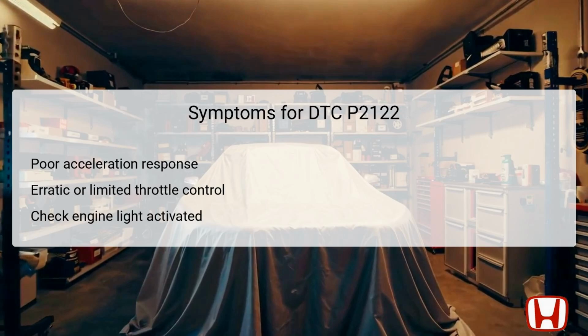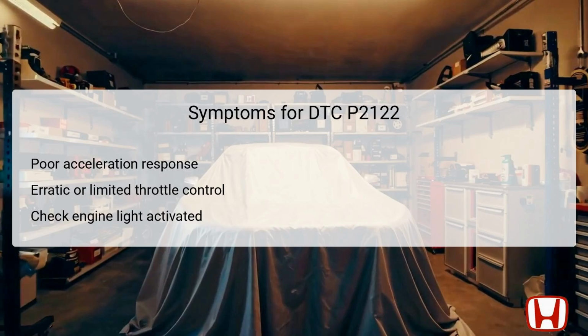When the DTC P2122 is present, several symptoms may manifest in the vehicle's performance. Drivers may experience poor or unresponsive acceleration, leading to difficulty in controlling the vehicle's speed. This symptom occurs because the PCM is unable to accurately interpret the driver's inputs due to the sensor's faulty readings.